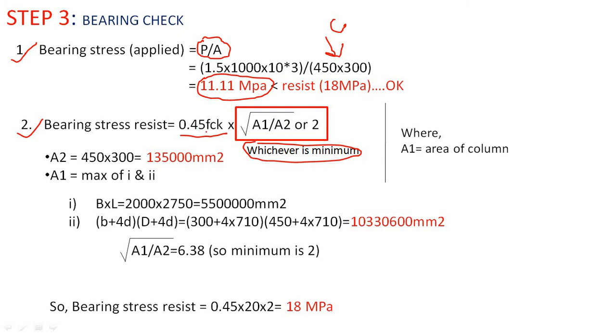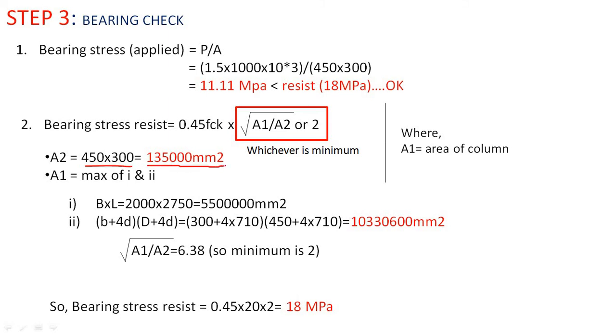So let us first find the value of capital A2. The value of A2 is the area of the column, which is 450 into 300. So we have the area as 135,000 mm square. Second, we will find the area A1. For finding the area A1, we have to take the maximum of these two.